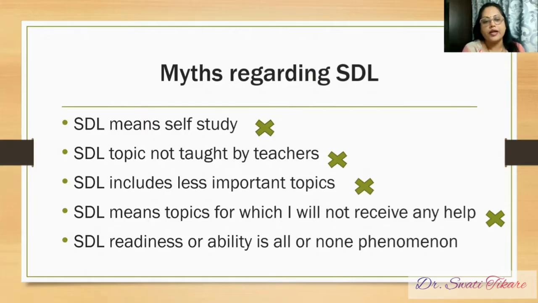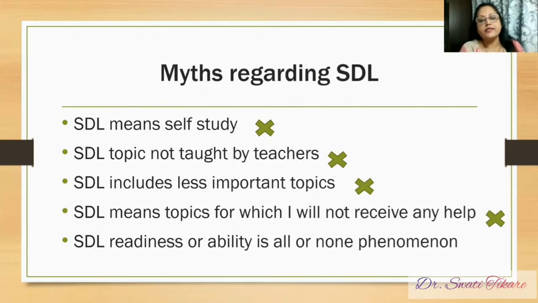Then the last one, self-directed learning readiness or ability in the students. Is it all or none? Is it that only some well-meaning, intelligent people or good communicators are capable of self-directed learning? That would mean some are totally self-directed, and others are not able to do it.